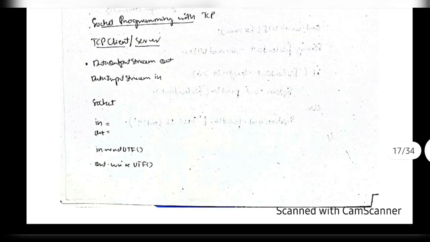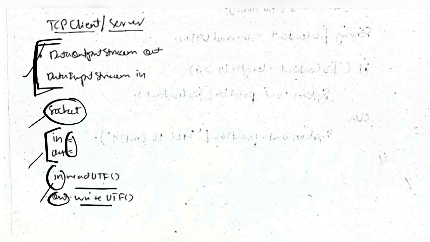The next one is TCP. In the TCP client and server, you have to remember these 4 things. Data output stream out and data input stream in. Next, just remember the keyword socket, then in, out, after that equal to, and finally we have in dot read UTF, out dot write UTF. If you remember these 4 things, you will get the overall structure of the program. These things you have to expand after that.